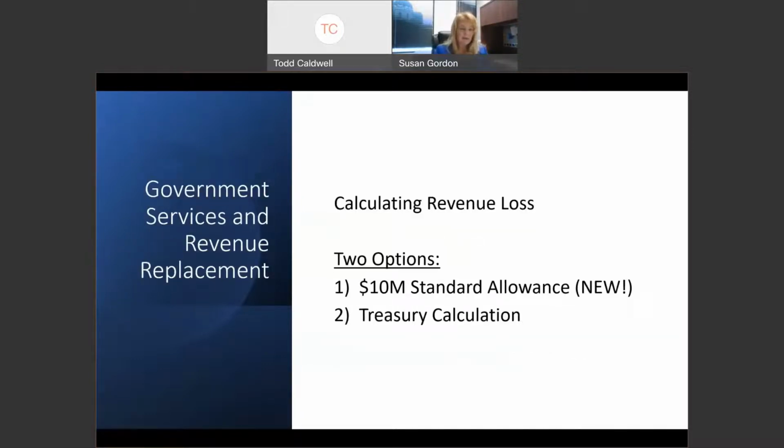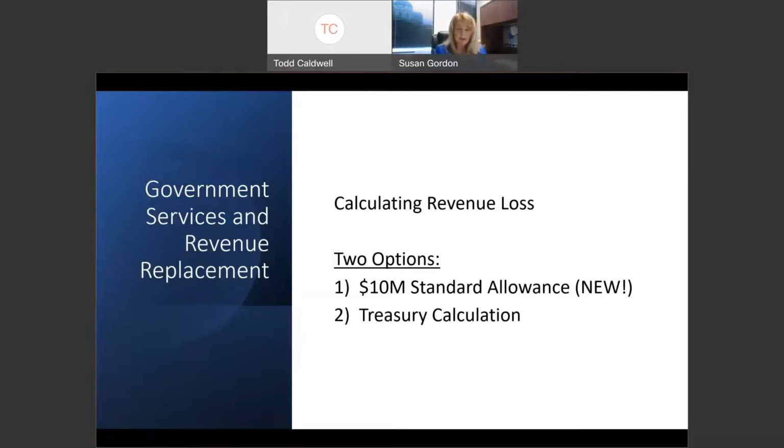Okay, now the final rule offers a couple of ways that you can calculate your revenue loss. Actually, the first way is not a calculation at all. They just offer you a $10 million standard allowance, and that is new with the final rule. Treasury will provide a mechanism for you to be able to select the standard allowance, or if you would like, you can go ahead and do the calculation as before, the revenue loss calculation. If you choose to calculate the revenue loss, you're going to want to review the formula in the final rule because there were some tweaks made to that, especially in the area of utility revenue.